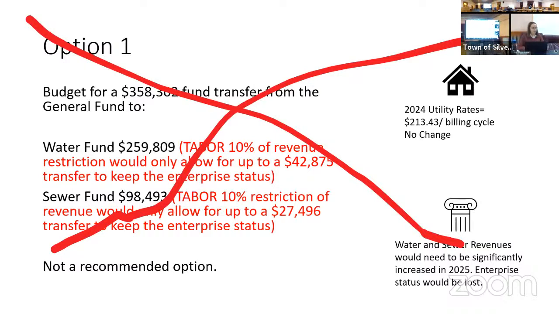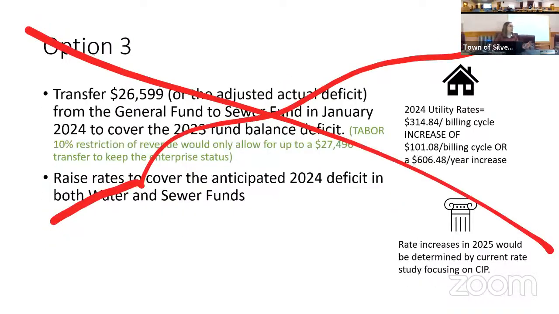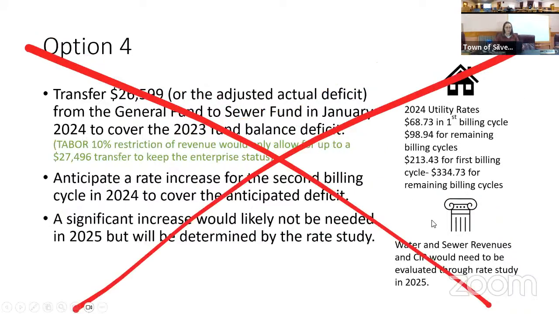So you had option 1 in your packet. After discussing option 1 with the accountant, she said, absolutely not, you cannot do that. So we are not going to present on option 1. You had option 3 in your packet. After presenting option 3 to our accountant, she said, absolutely not, you cannot do that. You had option 4. She recommended not doing option 4.